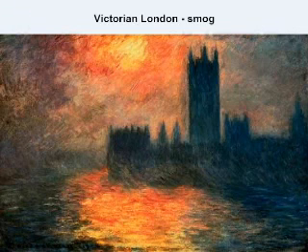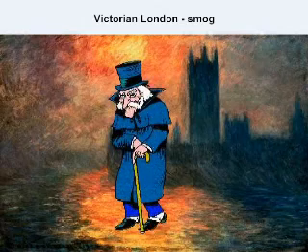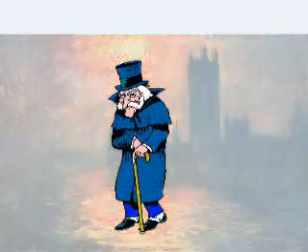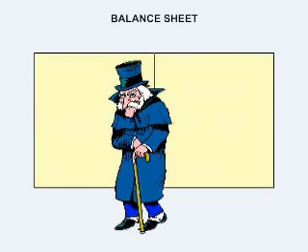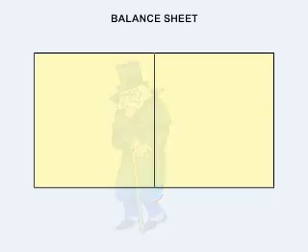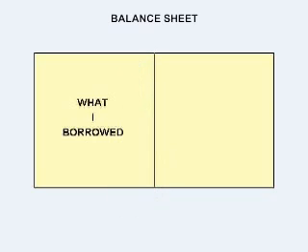Let's start the balance sheet from a historical position. Scrooge would have laid out his balance sheet like this. Everything he borrowed was on the left. Everything he did with the money was on the right.